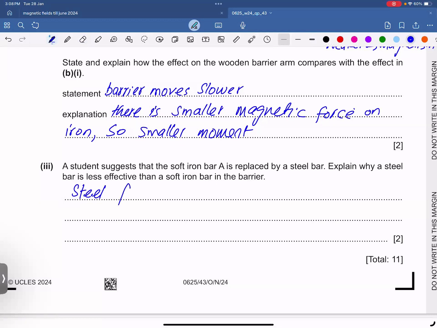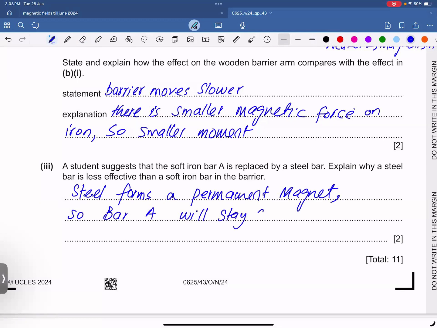Steel forms a permanent magnet. So bar A will stay attracted to the soft iron core. It will stay attracted. Why? Because it forms a permanent magnet, as I told you. Okay, any question? No. Let's proceed to question number 8.